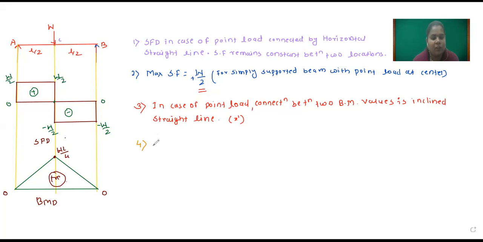Maximum bending moment is equal to WL by 4. Okay, WL by 4 for which type of beam? Simply supported beam with central point load.